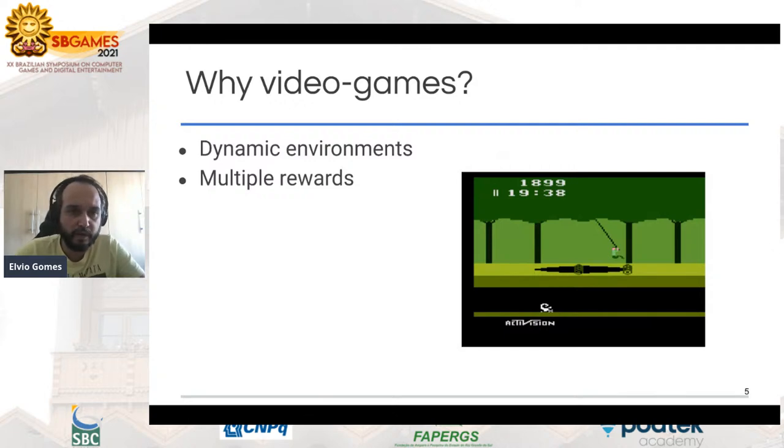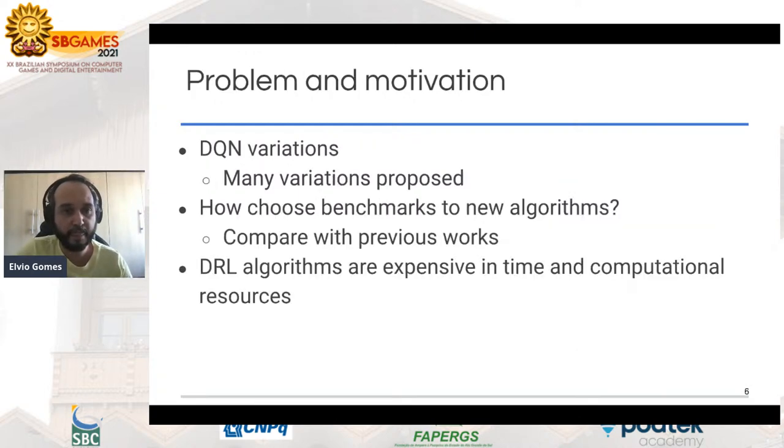But why did they use video games? First of all, they are good environments for intelligent agents. They are dynamic environments, and they have multiple rewards. Even games that have a very specific objective normally have implicit multiple rewards.